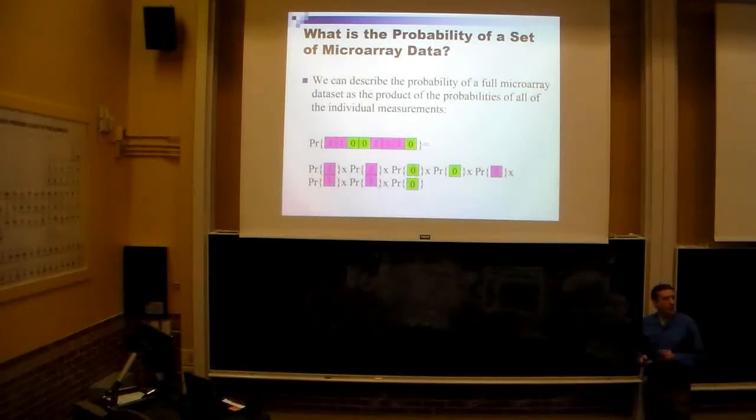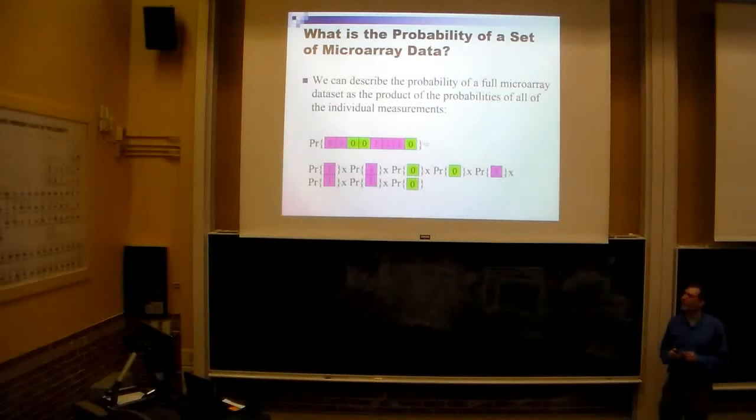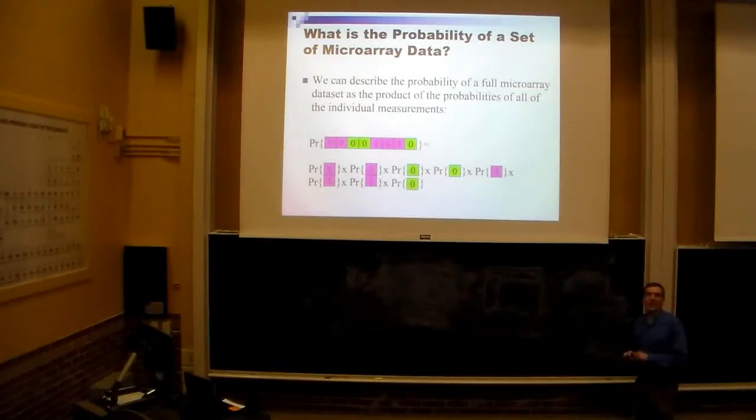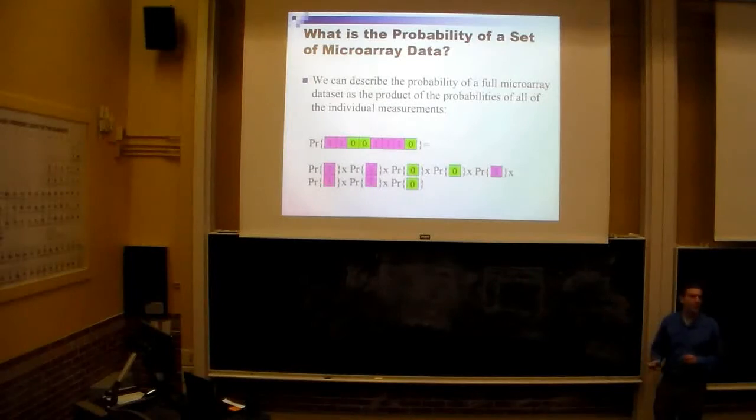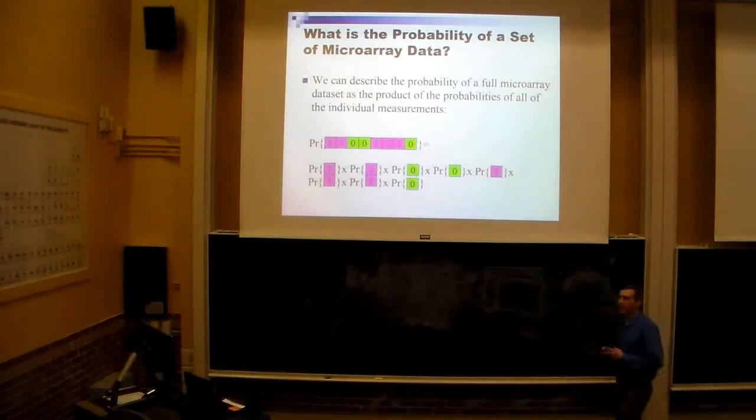All right, so to do that and turn this into a precise quantitative value, we need a way of assigning probabilities to these individual expression values. And the easiest way to do that, if we are talking about simply a binary value like this, is to figure out how often it is in one of these states versus the other and say that that's our estimate for probability of being in that state.